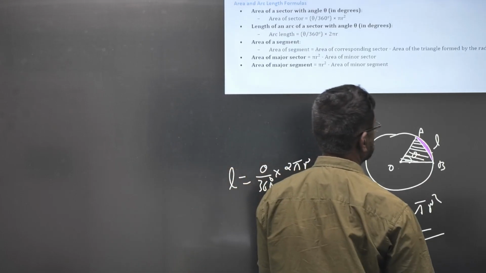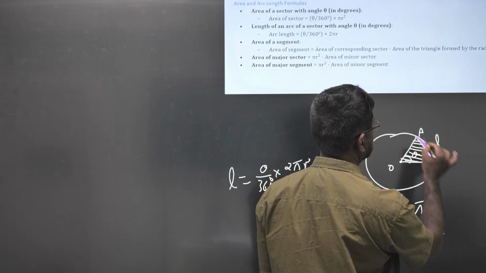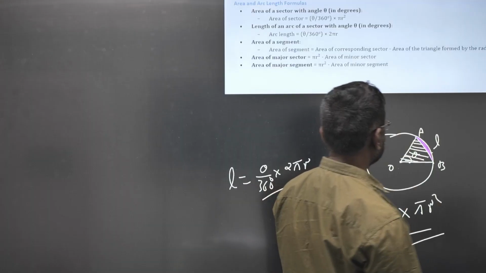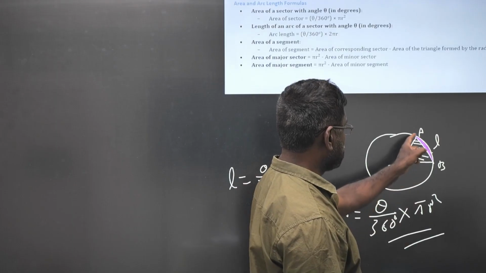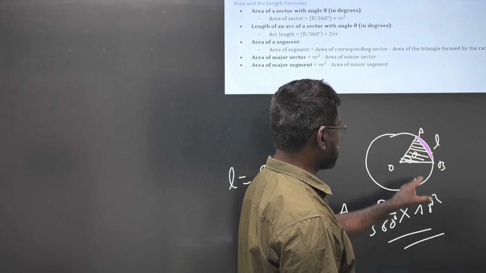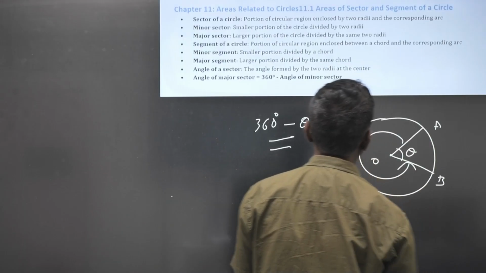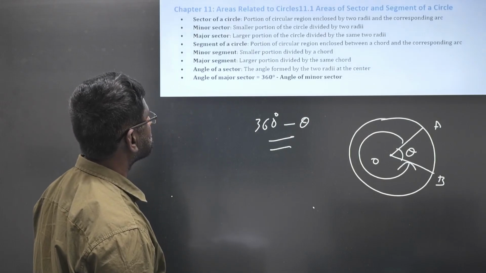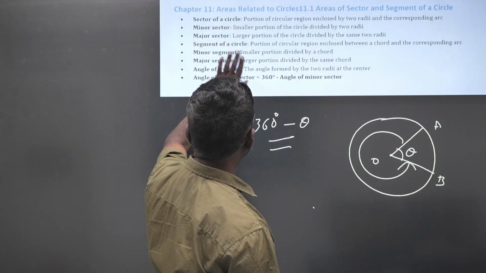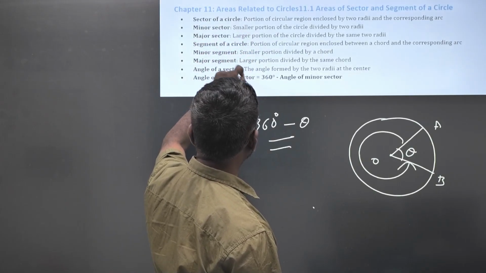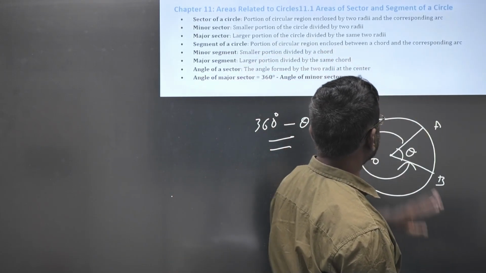How can we find the area of a segment of a circle? First, we have to find the area of this sector minus the area of this triangle. Triangle means the triangle formed by the radii. If we subtract the area of the triangle from the area of the sector, that gives the area of the segment. Sector of a circle defined, minor arc defined, major arc defined, segment of a circle: the portion of circular region enclosed between a chord and the corresponding arc.